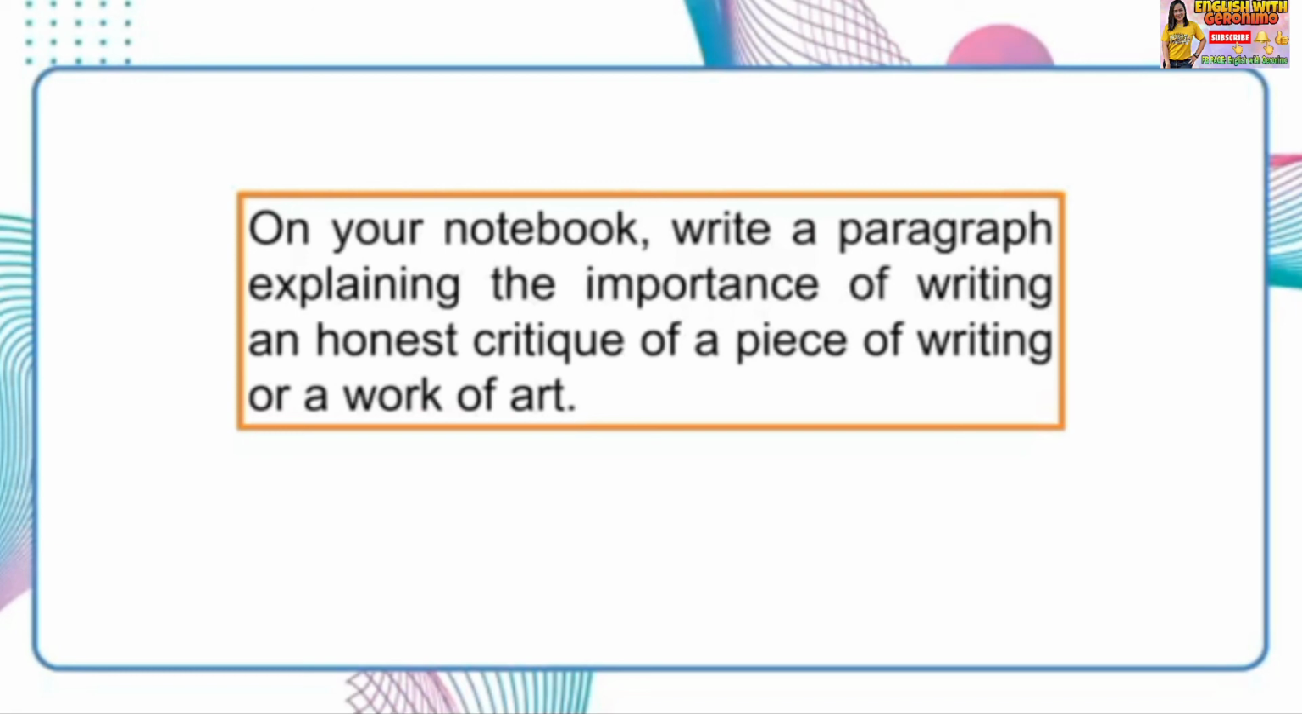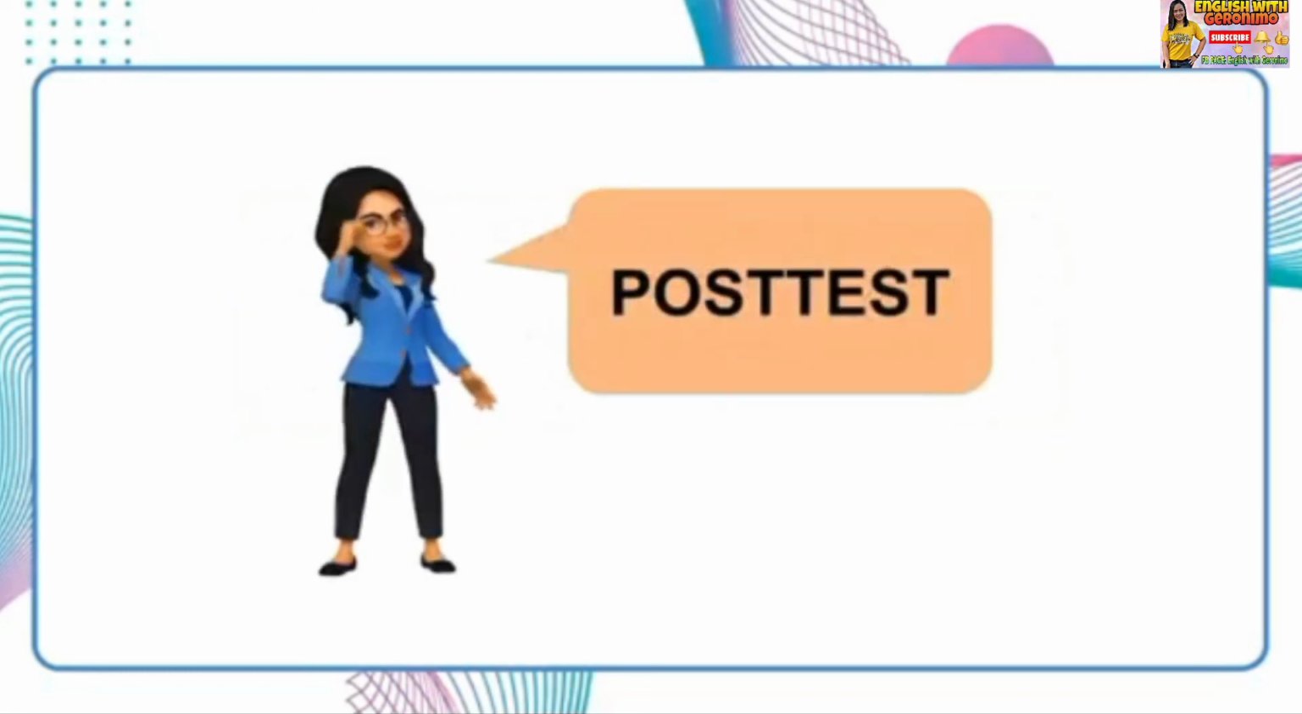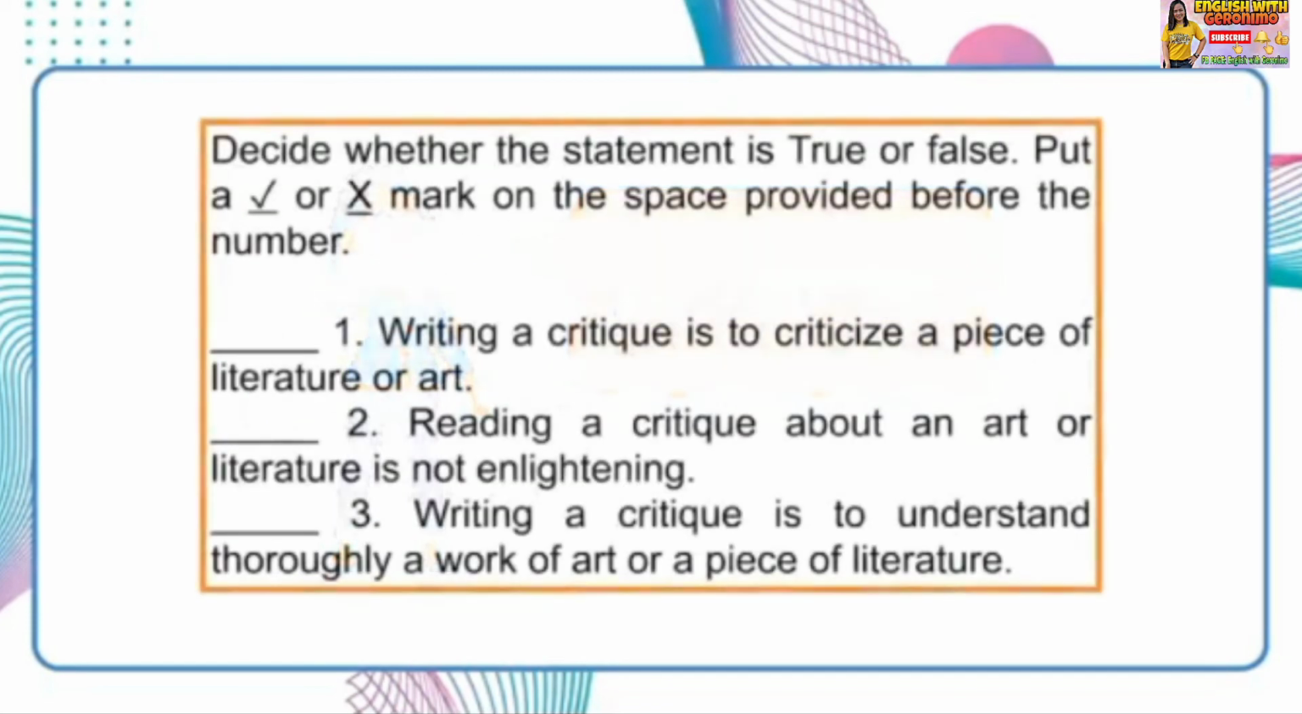Answer the following questions in our post-test. Decide whether the statement is true or false. Put a check or an X mark on the space provided before the number. Number 1. Writing a critique is to criticize a piece of literature or art. Number 2. Reading a critique about an art or literature is not enlightening. Number 3. Writing a critique is to understand thoroughly a work of art or a piece of literature.